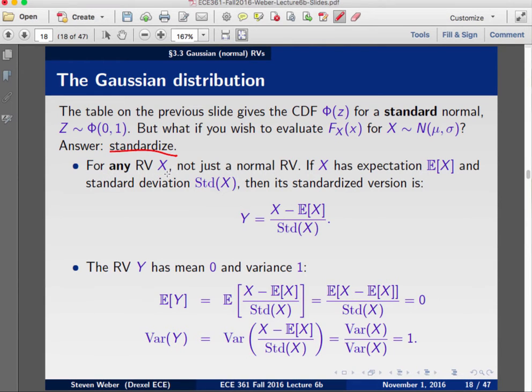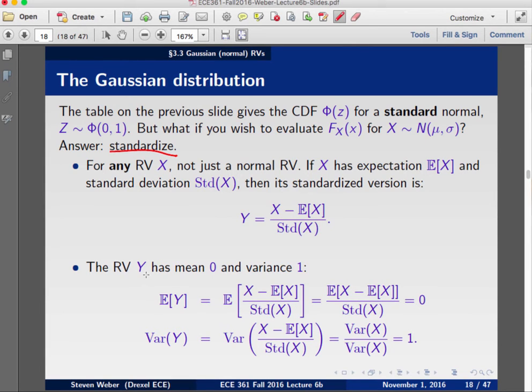For any random variable x, if x has an expectation E of x and a standard deviation std of x, then its standardized version, denoted here by y, is simply the linear function of x formed by taking x, subtracting out its mean, and dividing by its standard deviation. And we'll see below why that would be of interest. But for now, just understand that this is a linear function of x. Again, the slope is 1 over the standard deviation, and the intercept is negative of the ratio of the expectation over the standard deviation.